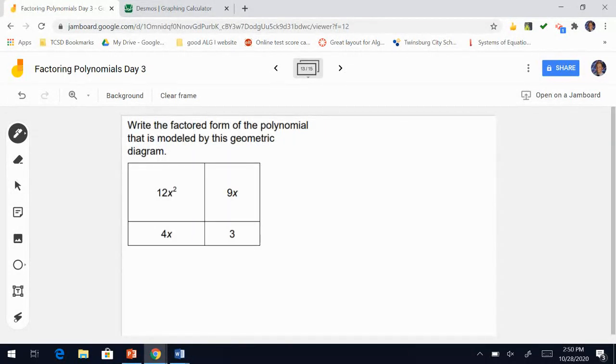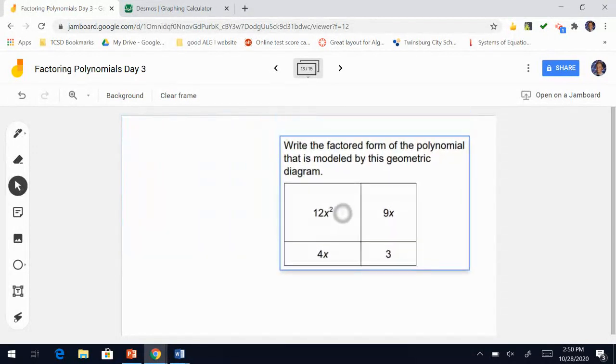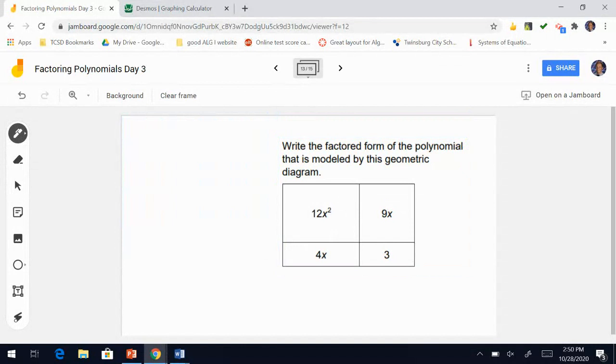All right, write the factored form of this polynomial. So here's kind of a different approach. They're giving us this box method. What do we have to do? This is why we did the greatest common factor. What's my GCF between these two terms here? 12 and 9. The greatest factor is 3. They both have how many x's here? 2 and 1, so I can factor out an x.